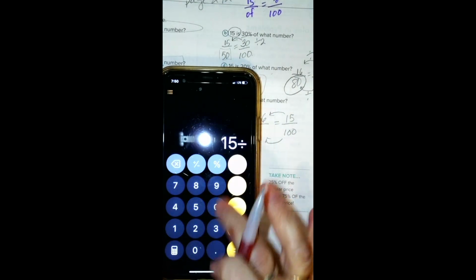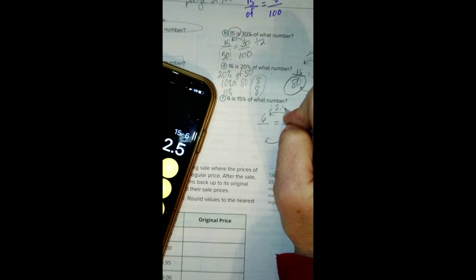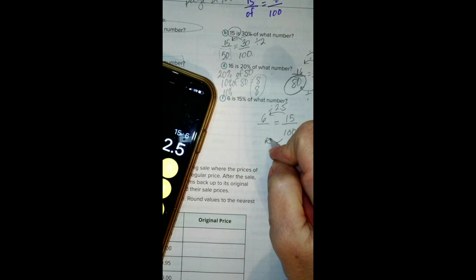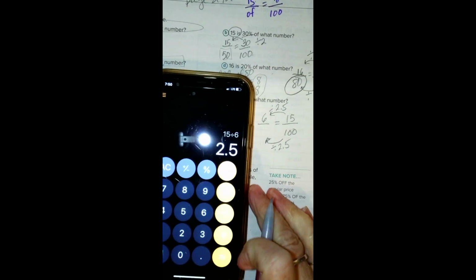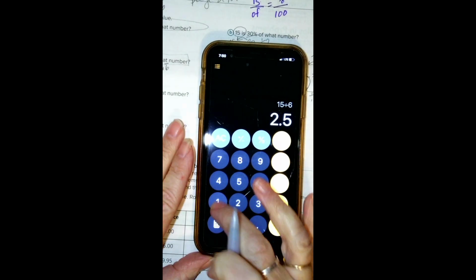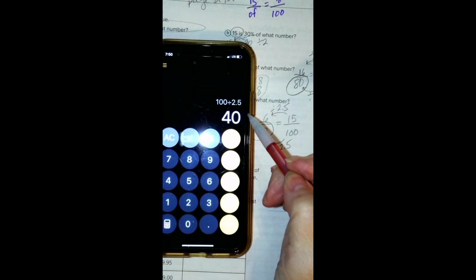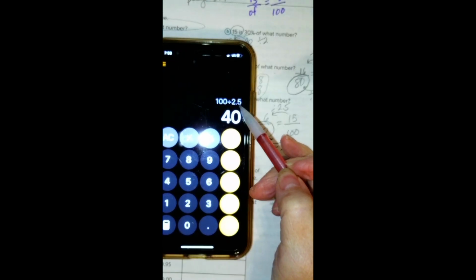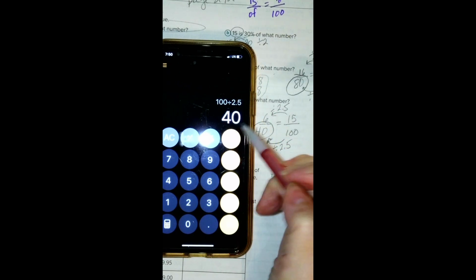So 15 divided by 6 is 2.5. So divide by 2.5. So 100 divided by 2.5. I'm guessing some of you can even do this one in your head. It is 40. When I see 100 divided by 2.5, I'm actually thinking 100 divided by 25. I know there's 4 quarters in a dollar, but we have the decimal point, so it's going to be 40.